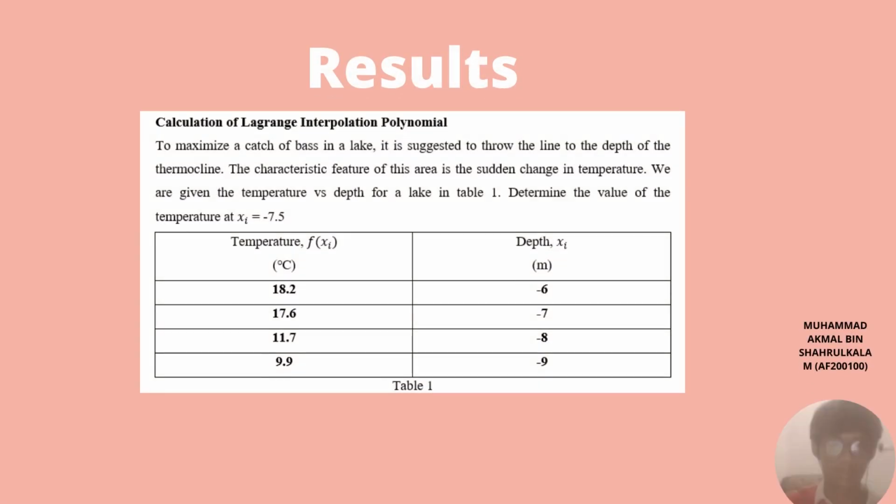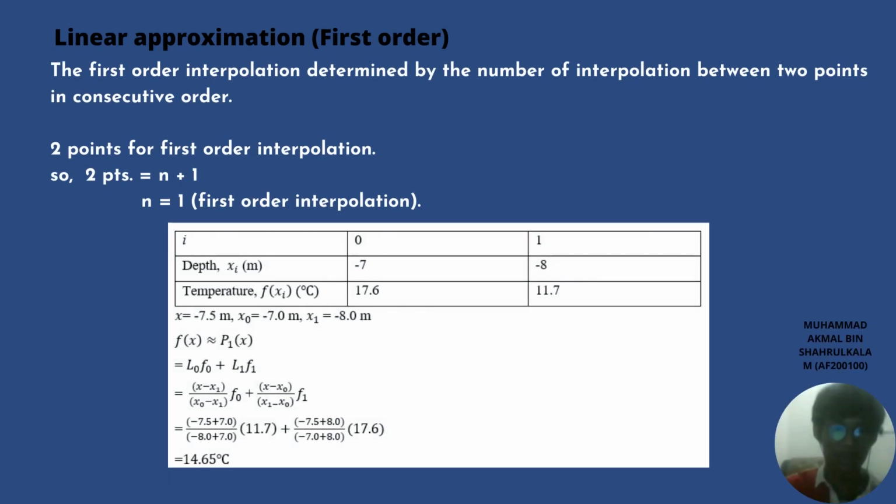My name is Muhammad Akmal bin Shah Al-Kalam. I want to present the results of calculation of the Lagrange interpolation polynomial. The first one we want to solve is linear approximation, which is the first order. So we substitute the values of depth and temperature for negative 7 meter and negative 8 meter into the first order interpolation formula. So we got 14.65 degrees Celsius.